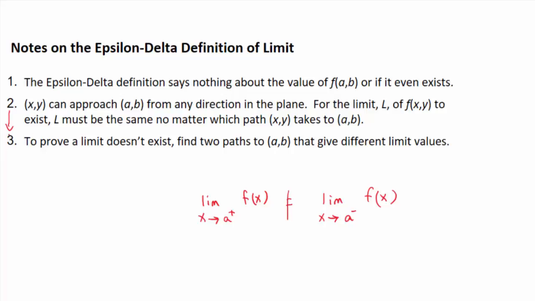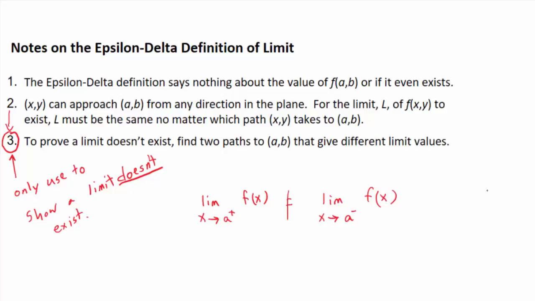So it's very important you realize note number 3 cannot be used to prove that a limit does exist. You can only use it to show a limit doesn't exist. Very important you realize that. Because if you wanted to use this idea to show that a limit does exist, you'd have to show that the limits on different paths are the same for every path, which is impossible to show, because there's an infinite number of paths you can take to AB.